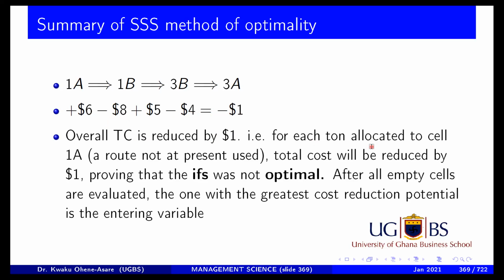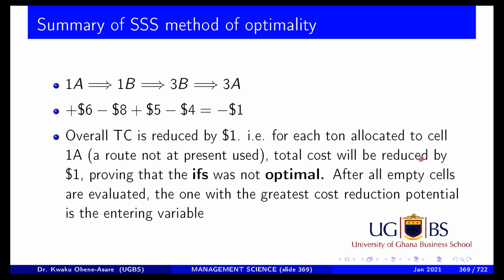What this means is that for each ton allocated to cell 1A, which is a route that is not at present used, if you allocate 1 ton to that, the total cost will reduce by $1, which is not bad, because the idea of the stepping stone approach is to find out whether we can move from a feasible solution to an optimal solution. So that moves us to an optimal solution, because as long as your cost is coming down, that is said to be optimal.